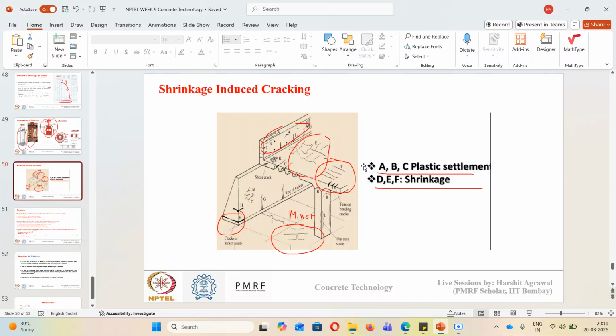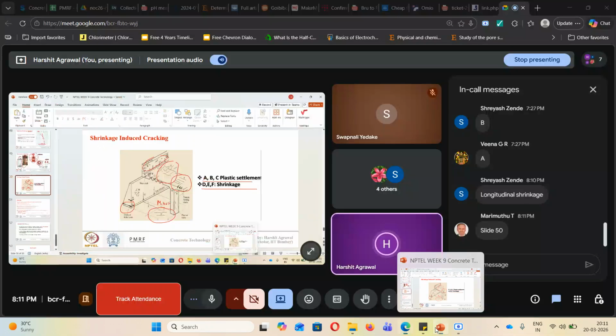Okay. So on slide 50, I was just showing you how cracking patterns appear due to shrinkage. So there will be longitudinal cracks or there will be map kind of cracking due to shrinkage. And all these cracks come under the category of minor cracking. Cracks due to plastic settlement, differential settlement, corrosion, or loading of concrete are all major cracks. And shrinkage cracks come in the category of minor cracks. So that is what I was discussing on slide 50.